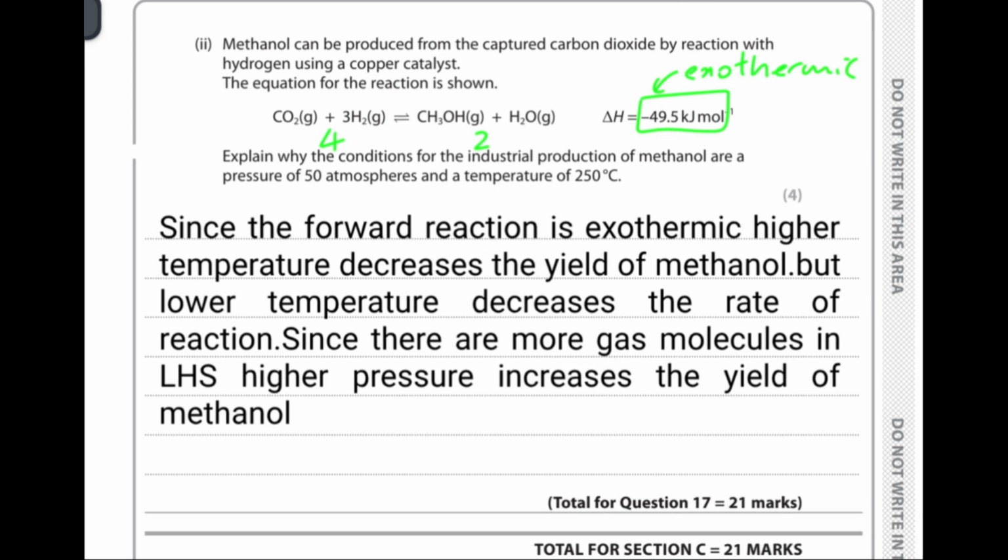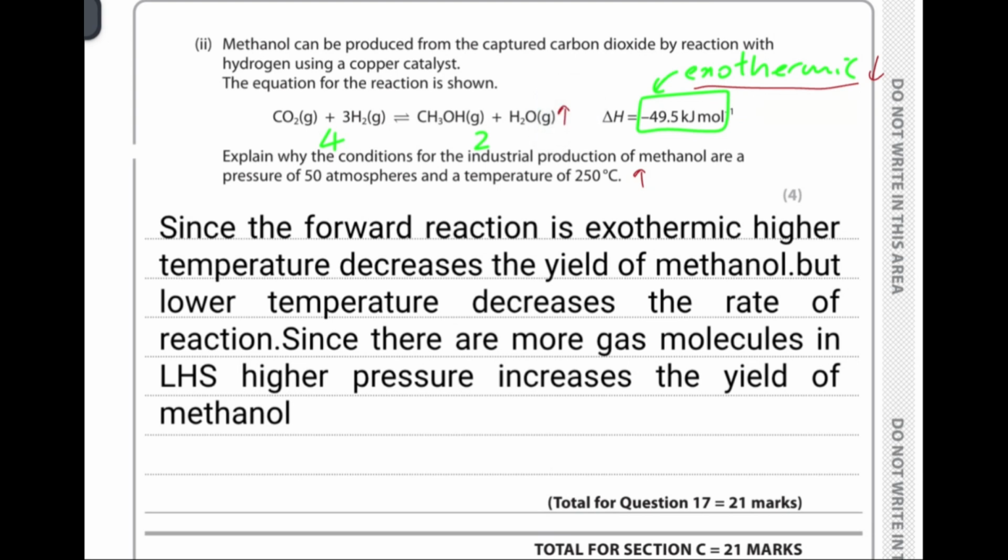So they have given here the delta H value of the forward reaction. It is a negative value, so it is an exothermic reaction. The forward reaction is an exothermic reaction. So once the temperature increases, the yield of an exothermic reaction decreases, right? So higher temperature will decrease the yield of methanol, which is formed in the forward reaction, right?